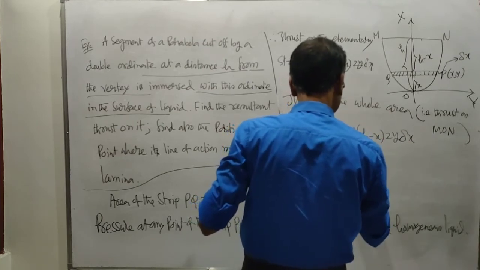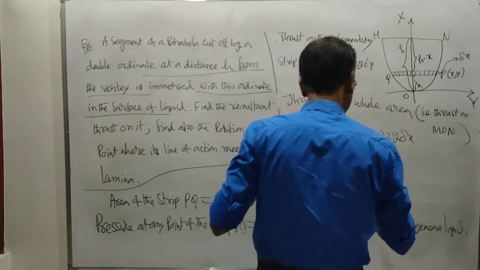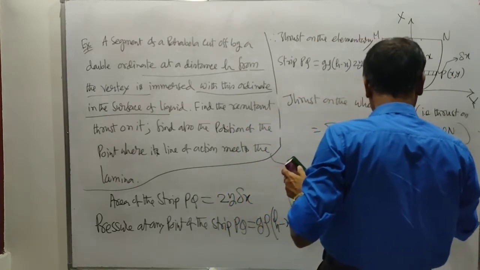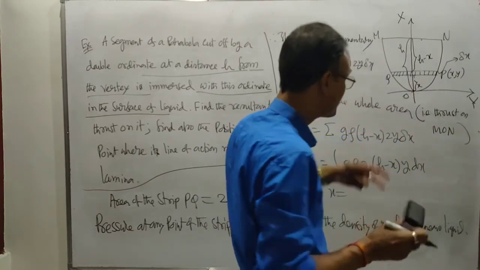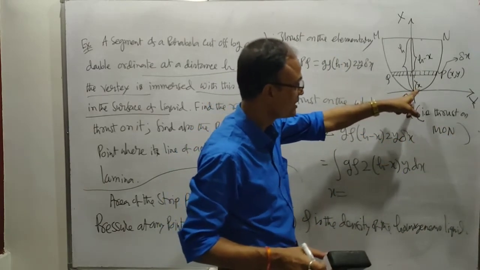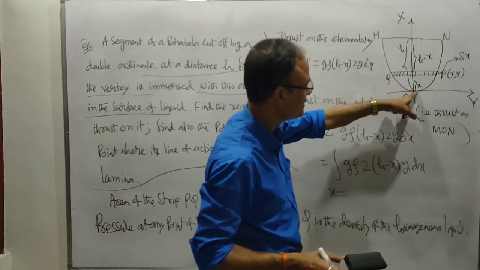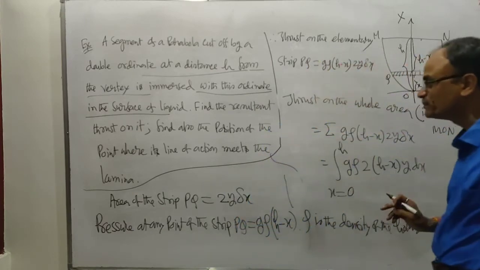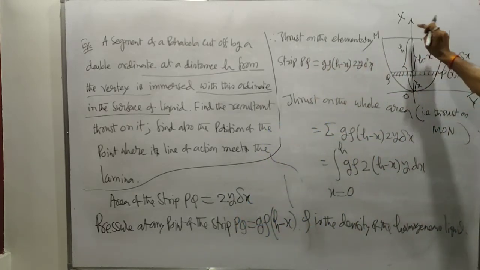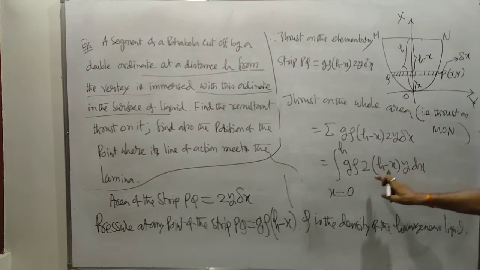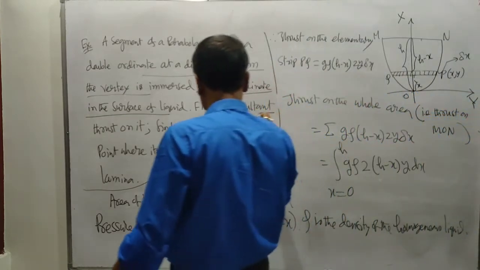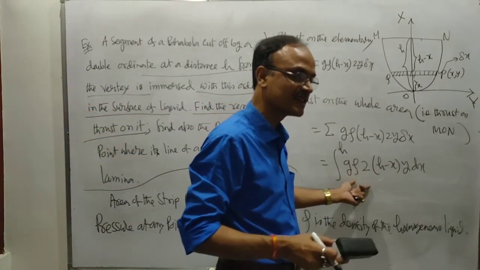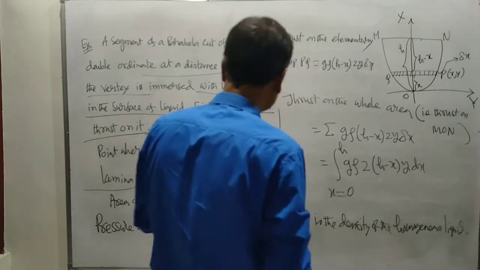This is equal to the integration of 2 rho g (h minus x) y dx. What does x vary from? x varies from 0 to h. Very simple. This is the thrust; we have to find the resultant thrust, so we integrate this.